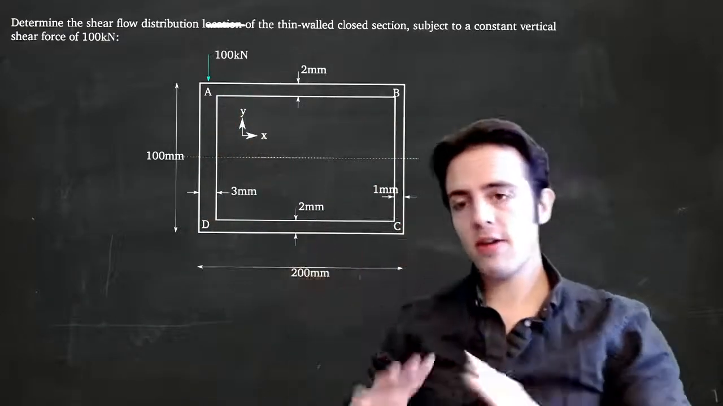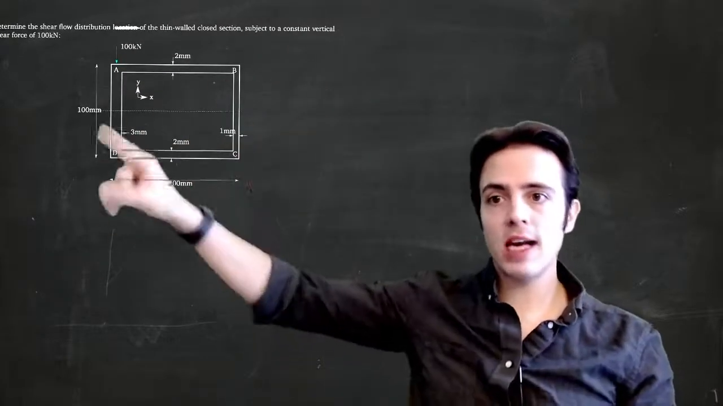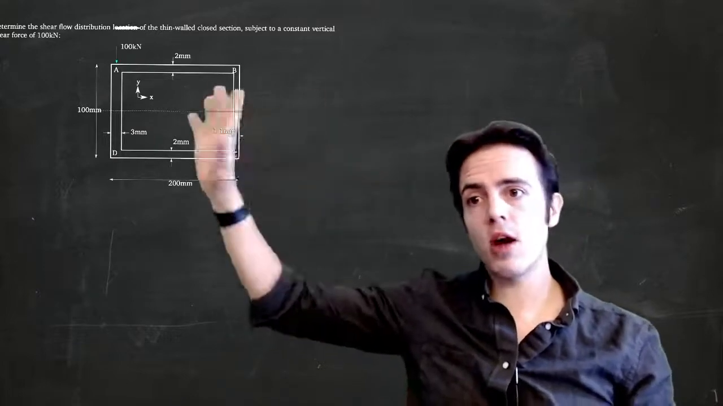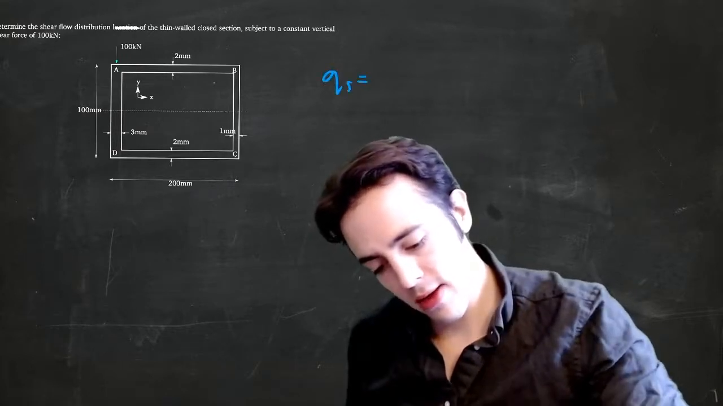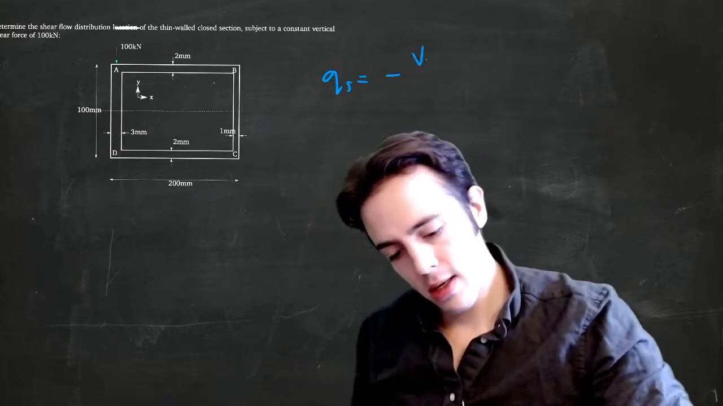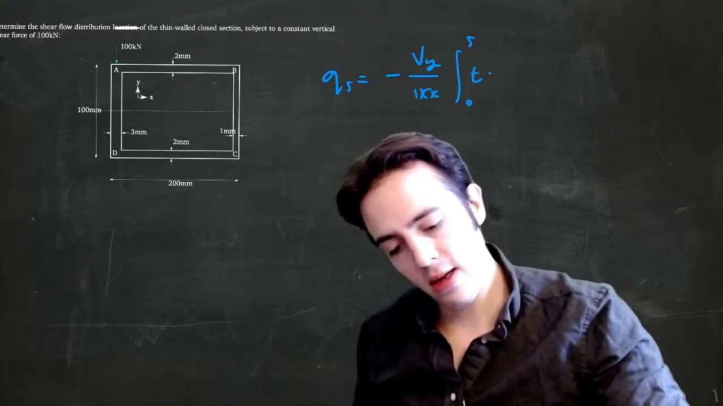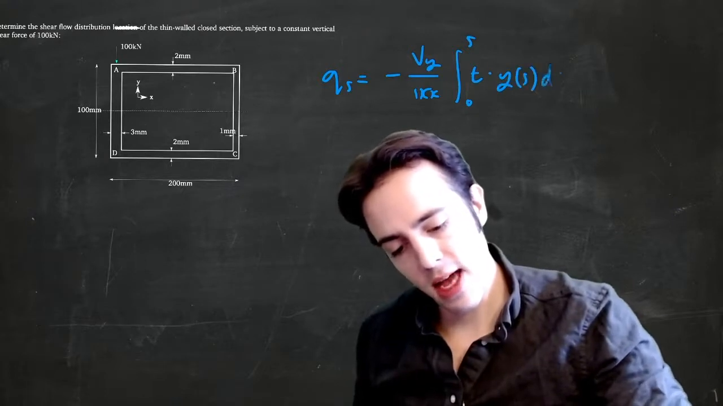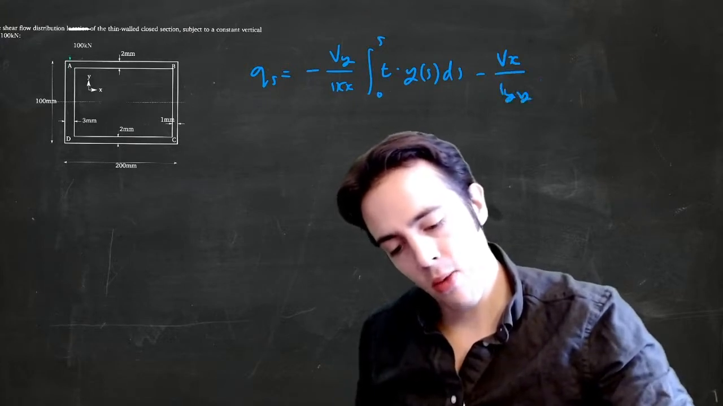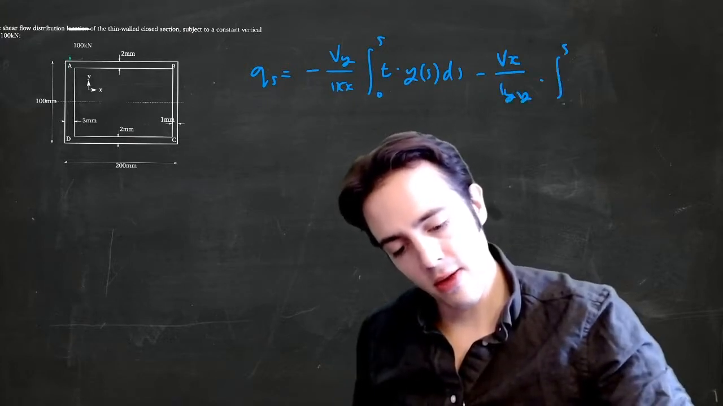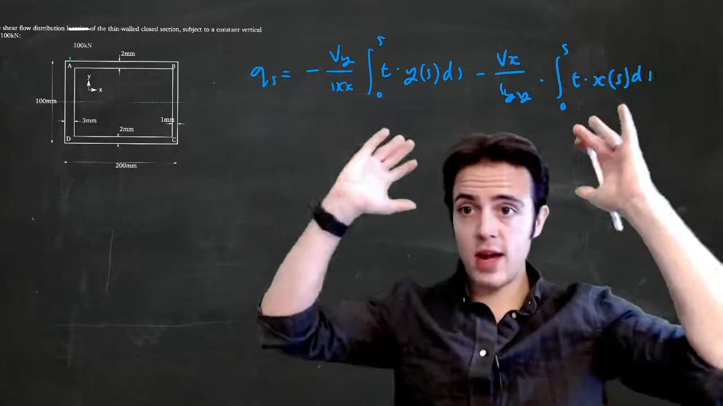So we need to determine the shear flow distribution of this shape, and because it's closed, we don't know the value anywhere. If it were an open section, we would know that it has to be 0. And we would have been able to use qs equal to minus Vy on Ixx, and then the integral from s to 0 of thickness multiplied by y as a function of s ds, minus Vx on Iyy multiplied by the integral from s to 0 of thickness times x as a function of s ds. So we could have used this if we had an open section.